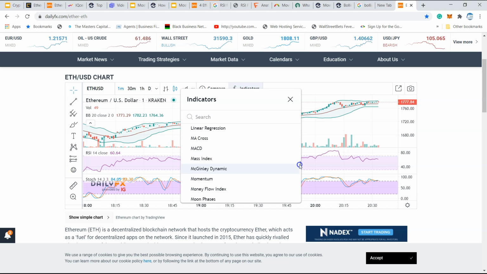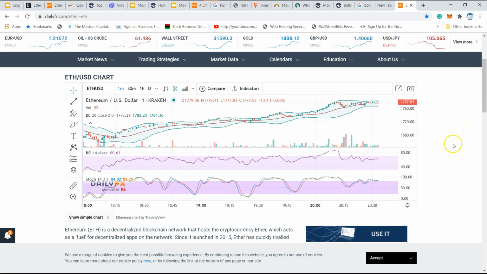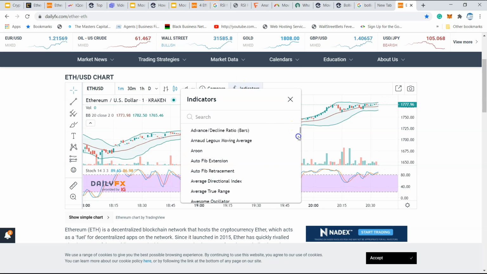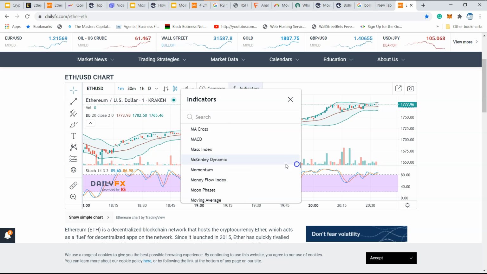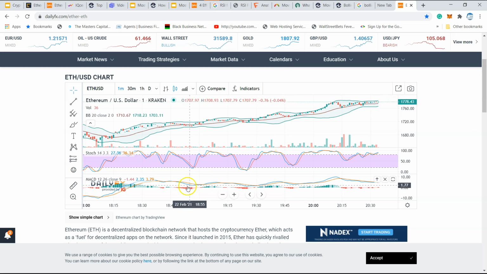Let's look at the MACD that we talked about. Okay, so that feature is not available, so you have to buy the program. But this is what it looks like in real time right here, right? Let's go ahead and get rid of the RSI, and let's use the other indicator, the MACD. And now we have that. Now we have this beautiful histogram, right?